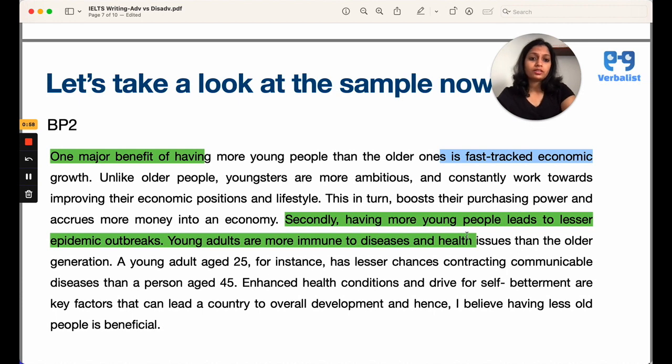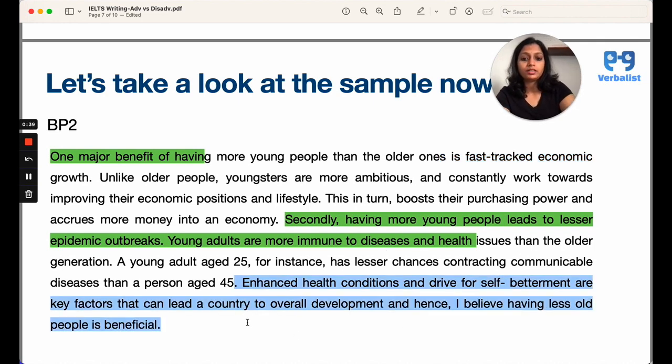So because young people are less prone to diseases, obviously when the population has a larger number of younger population, it will be healthier, right? So, and these two factors, economy and health, drive countries' growth faster than anything else. And hence I feel that having a large number of young people is beneficial.